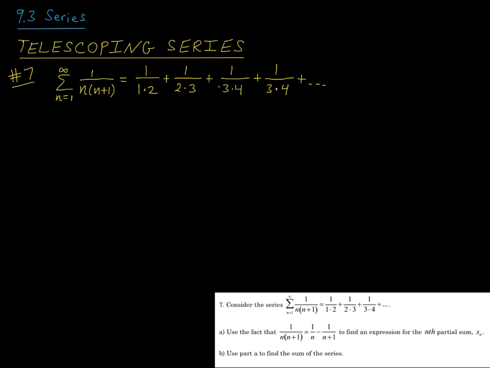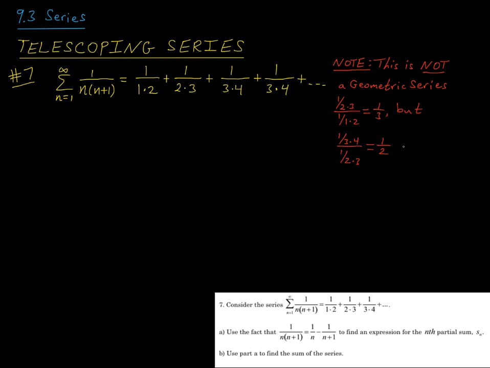Okay, so first thing I want to point out here is that this is not a geometric series. To see that, remember that a geometric series possesses this property that if I divide any two consecutive terms, I always will get the same number. But see here, if I divide the second term by the first term, which I'm doing right here, I get a third. But if I divide the third term by the second term, I get a half. So there is not a common ratio for this series.